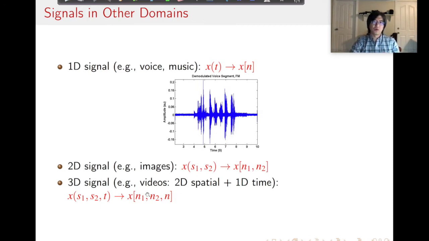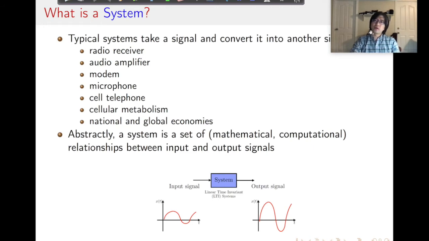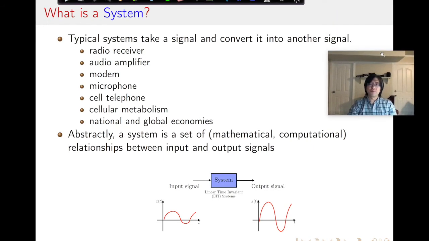Okay, and also we may have three-dimensional signals, like videos. For video, we have three dimensions. Two dimensions are space, and one dimension is time. For any given time, we have an image. And also we could have continuous time signal, where S1, S2 mean the space variables, and T means the time. And also the discrete time version of it, okay? So here, we just gave you a very brief introduction of what signals are.